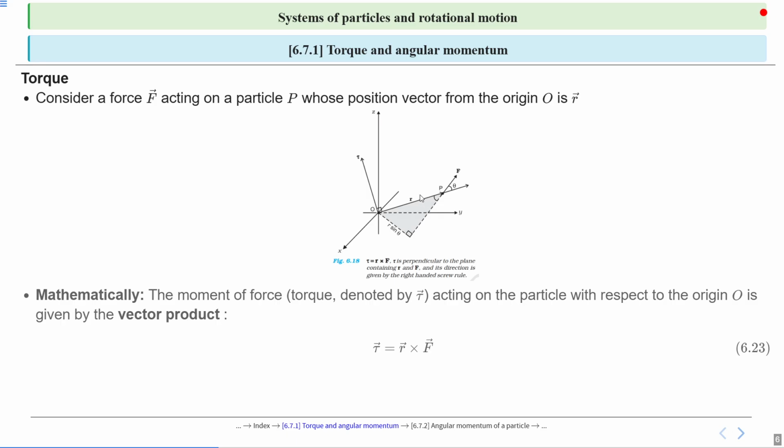If we define it mathematically, the moment of force, or torque, is denoted by tau. This symbol is tau. So tau acting on the particle with respect to origin O is given by the vector product. Mathematically, tau equals r cross F. The important point to understand is r is the position vector from the origin and F is the applied force on the particle. Clear? Torque is a vector quantity. It means it has both magnitude and direction.